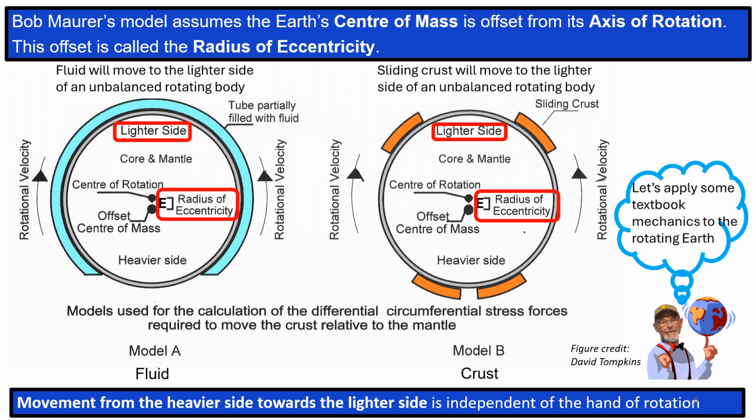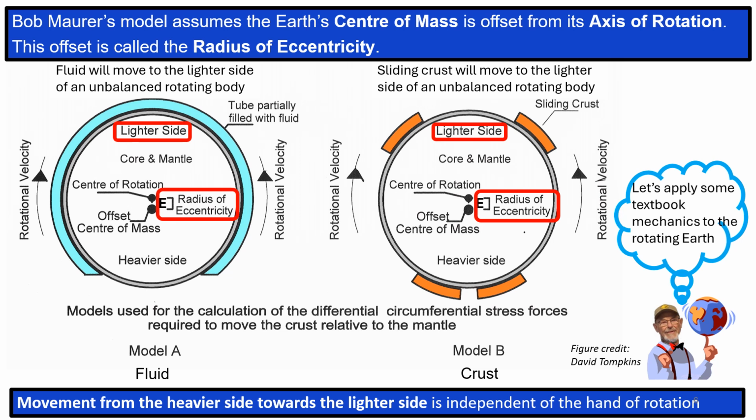What does that mean? It means that the center of mass of the Earth does not lie perfectly at the center of rotation. And the distance between the offset center of mass and the center of rotation, Bob calls the radius of eccentricity.